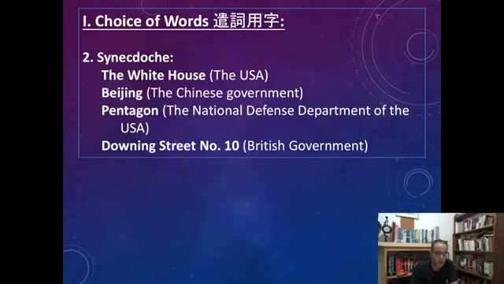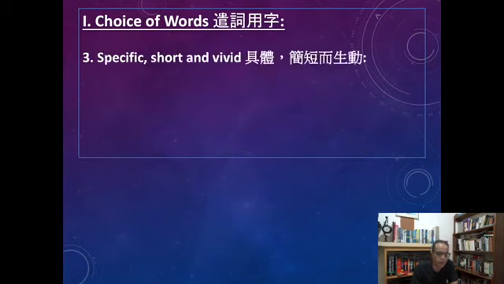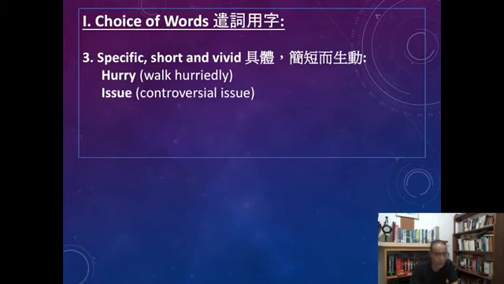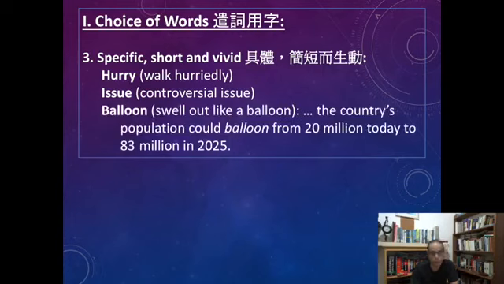You always use specific and short and vivid words, like hurry instead of writing walk hurriedly, issue instead of controversial issue, and balloon meaning swell out like a balloon. You use just one word but use it as a verb. So swell out like a balloon, like the country's population could balloon from 20 million today to 83 million in 2025.